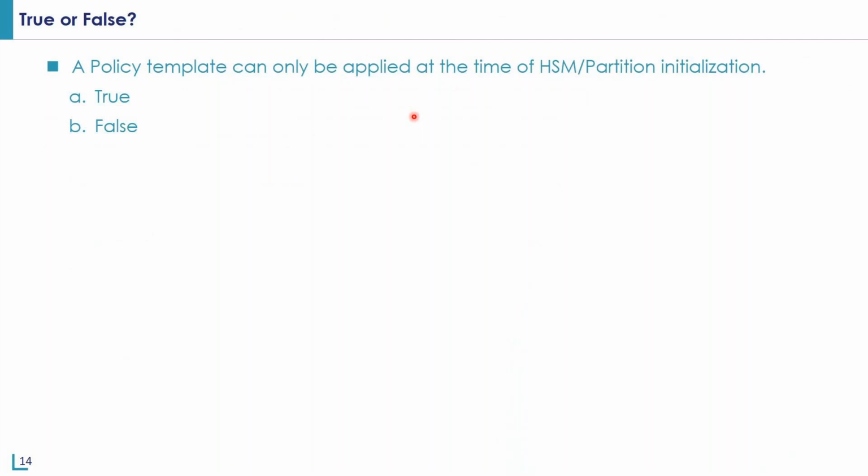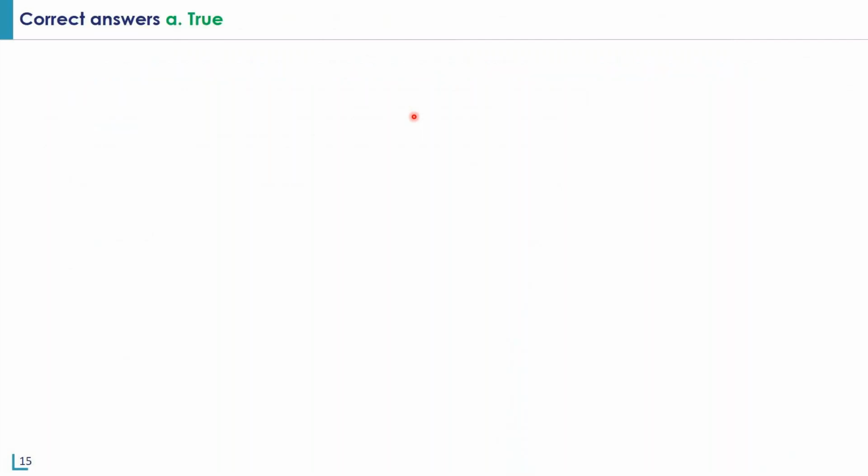Okay, one for false. Policy template can only be applied at the time of HSM or your partition initialization. So this statement is, folks, waiting for last 5 seconds. Raj thinks it is true. Sabha thinks this is false. Okay. So guys, the right response is true.